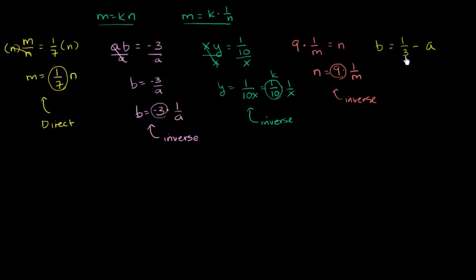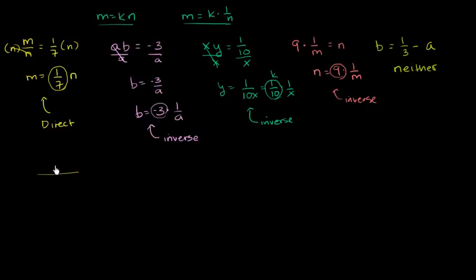Then b would vary directly with a. But in this case, we have 1/3 minus a. And you say, hey, maybe they're opposites or whatever. And it actually turns out that this is neither. This is neither. And to make that point 100% clear, let's look at two of these examples.